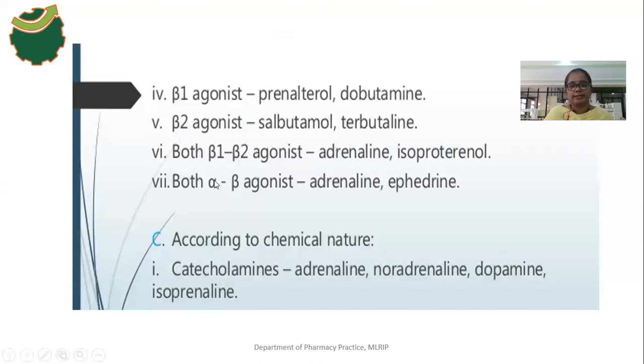Okay, and according to the chemical nature, there are catecholamines. Catecholamines are adrenaline, noradrenaline, dopamine, and isoprenaline. These four drugs contain the same chemical group, catechol. So what is catechol? One benzene ring associated with two hydroxyl groups. That is called catechol.